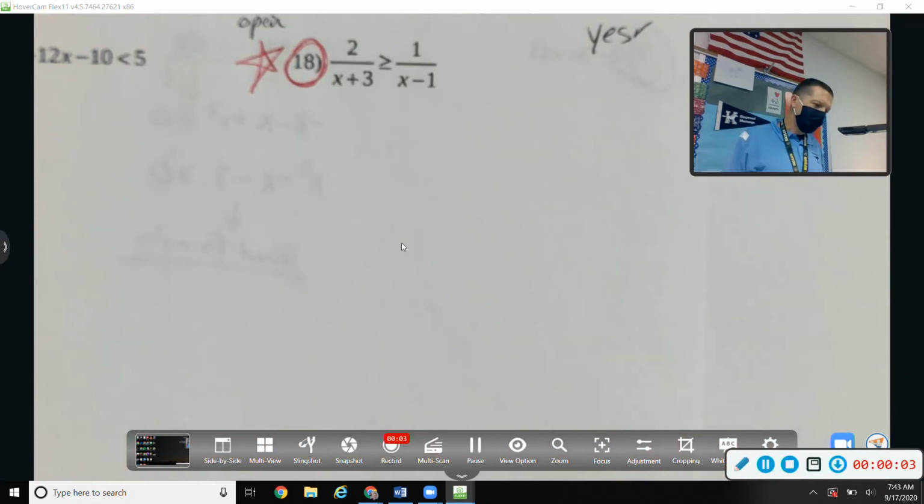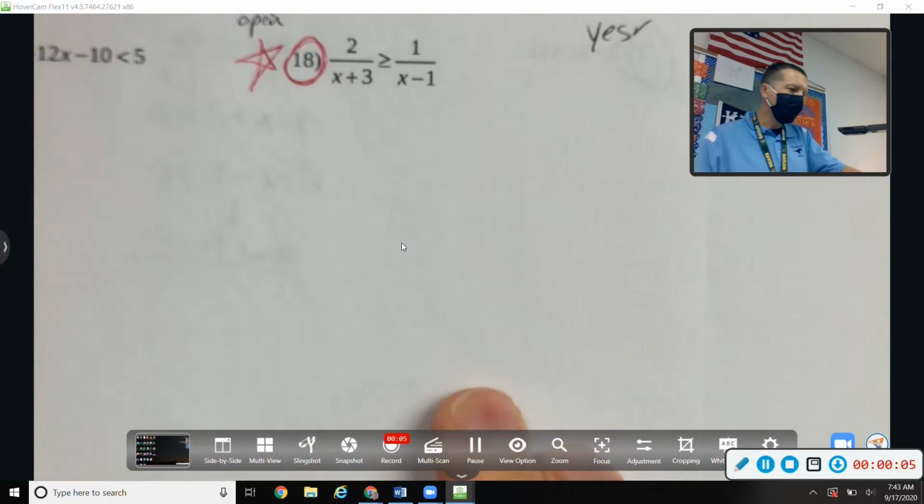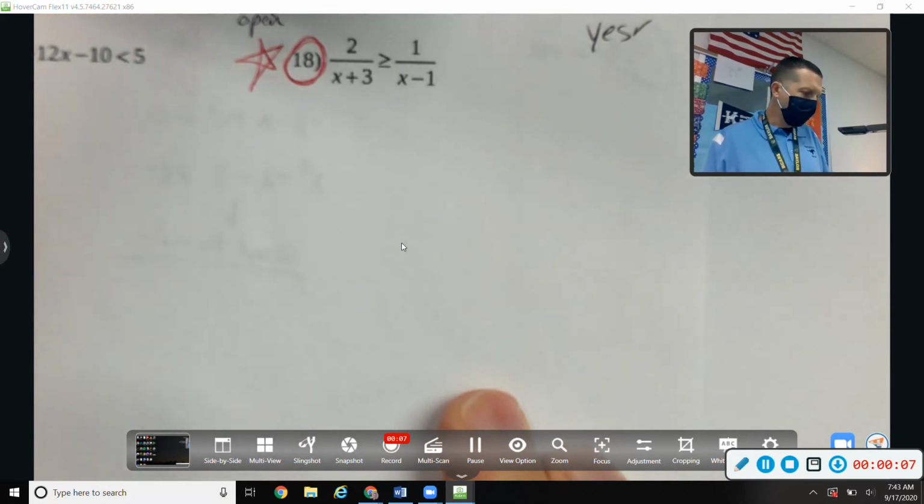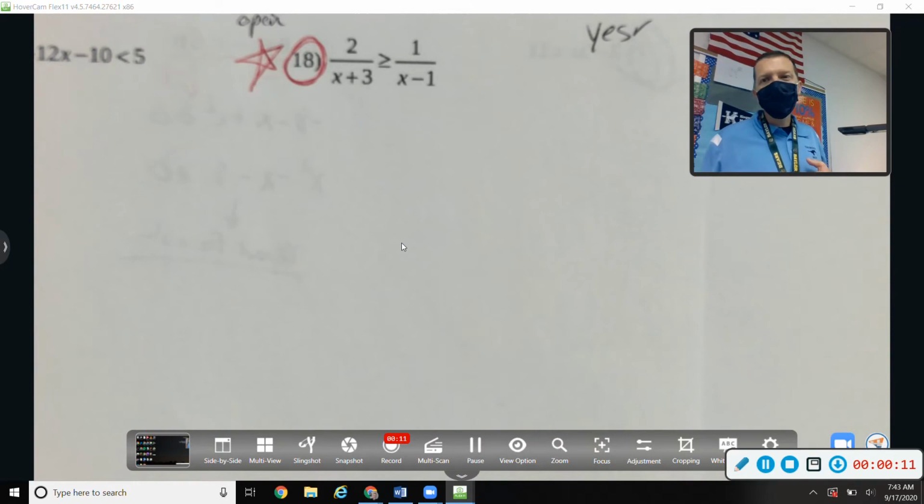Alright, so this is worksheet 2 from Unit 3. Yep, Unit 3, worksheet 2. Number 18. I'm picking the one to work because I know that this is the one that's on the test. So let's make sure we know how to do this one.